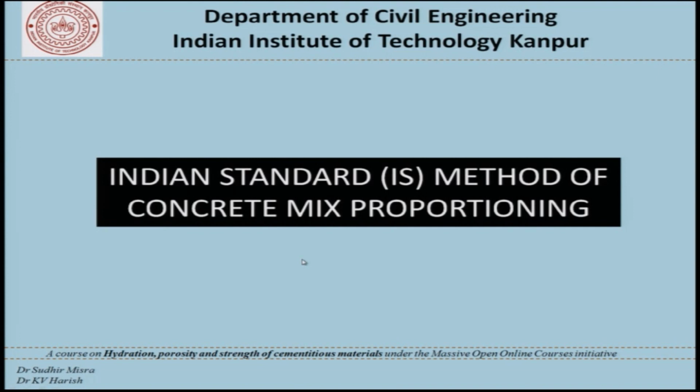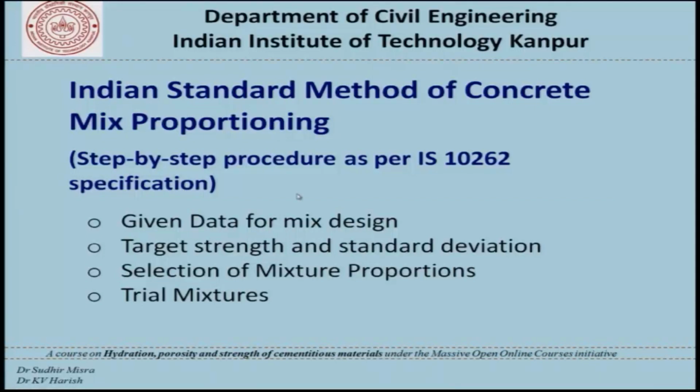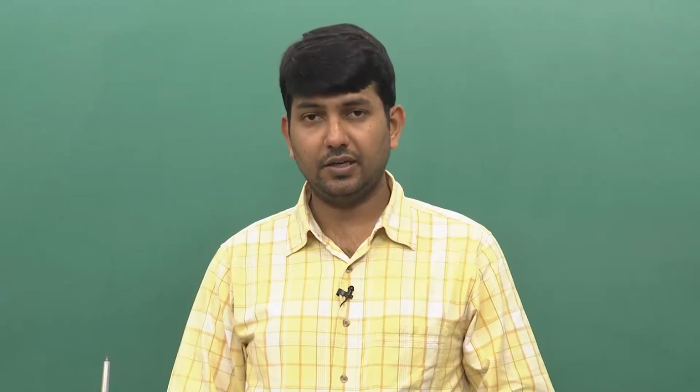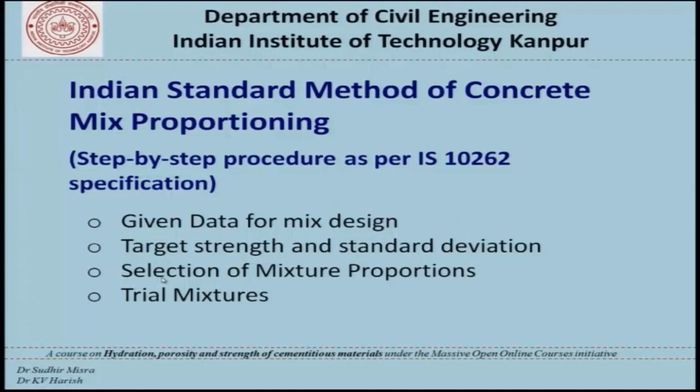Now, coming on to the Indian standard method of concrete mix proportioning. The step by step procedure is provided. The first step is we have to see what are the data that we have at the initial stage even before doing the mix design. The second one is we should target a specified strength, and we should also understand what is the standard deviation for that particular concrete that we are designing. Third one is selection of mixture proportions, and finally doing trial mixtures to find out whether the obtained mixture proportion provides the desired strength and other properties.